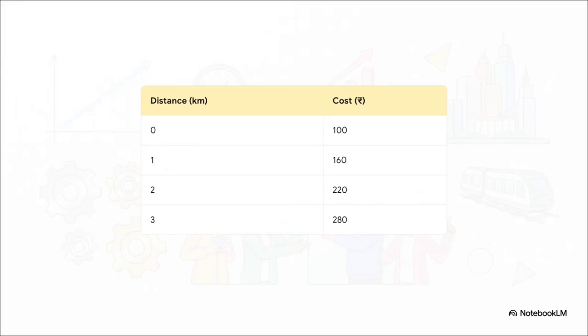Which naturally brings us to section 4, linear growth and decay. So when that constant rate of change is going up, we call it linear growth. Picture yourself hopping into a taxi. The base fare just to get in is 100 rupees, and then it costs 60 rupees for every single kilometer driven. At 0 kilometers, you're at 100. Drive 1 kilometer, it's 160. 2 kilometers, 220. The cost is stepping up by exactly 60 rupees for every single kilometer traveled. Because the quantity is increasing by a fixed amount over equal intervals, that is the textbook definition of linear growth.